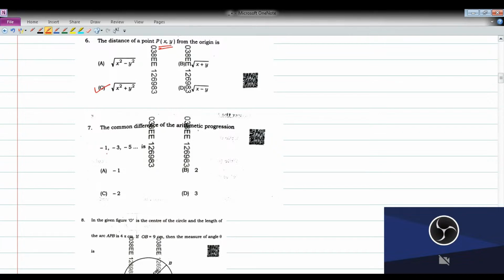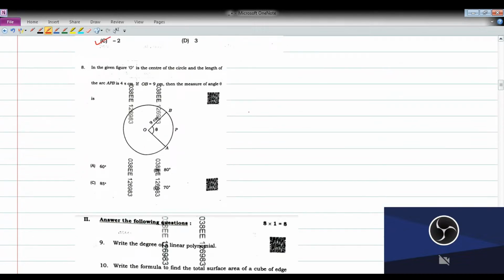The seventh one, the common difference of the arithmetic progression minus 1. See, you need to find out the common difference. So we need to subtract this. Common difference will be equal to minus 3 minus of minus 1. So that is equal to minus 3 plus 1. So that answer is minus 2. The common difference for the required question is minus 2.